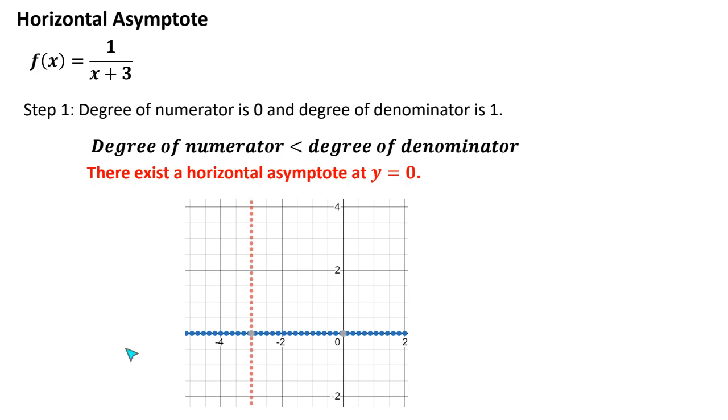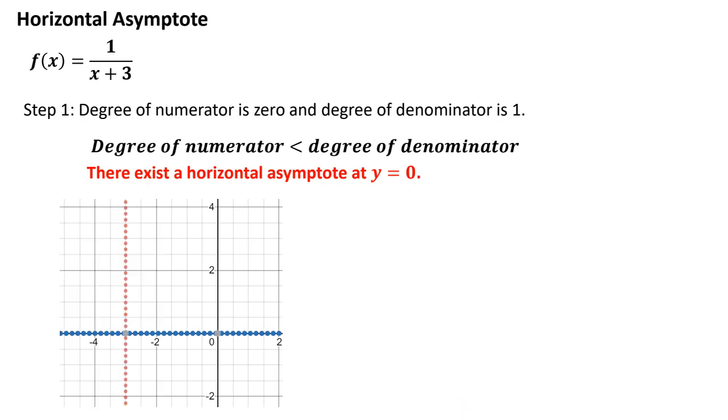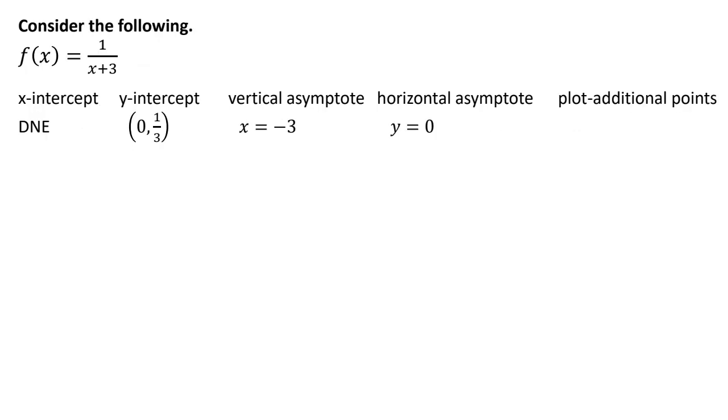And so that's represented by the blue line here. And notice that it falls right on the x-axis. Okay. So once you have that information, then we're going to go ahead and graph the equation. This is everything we found. We said that there was no x-intercept. We found the y-intercept. We found the vertical asymptote. And we found the horizontal asymptote.